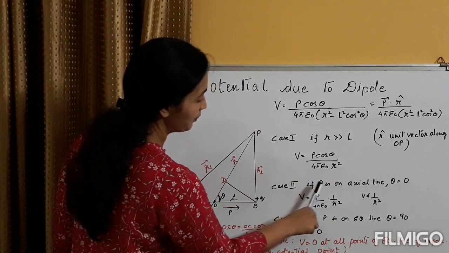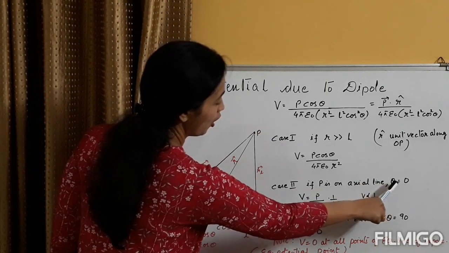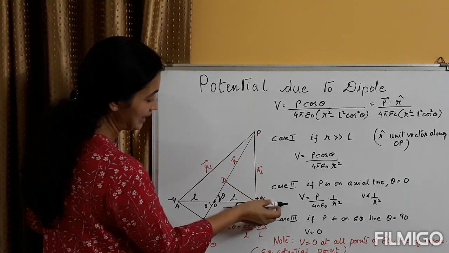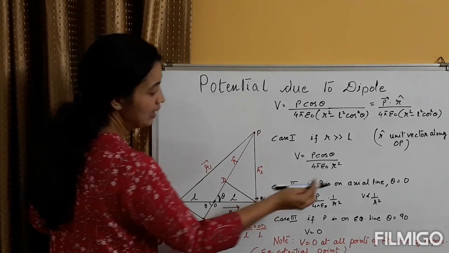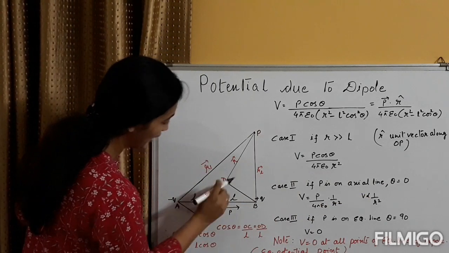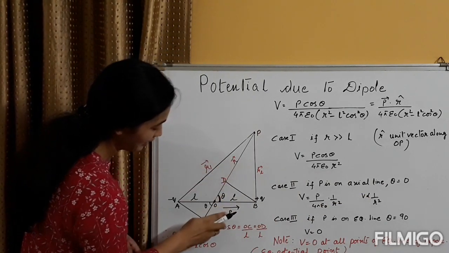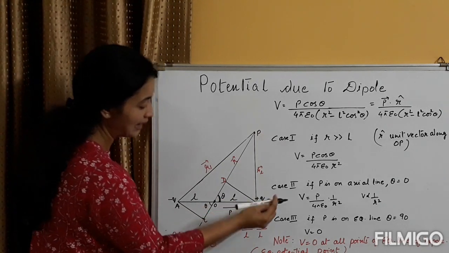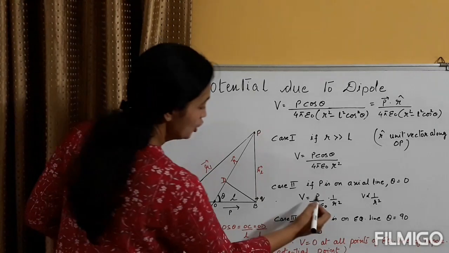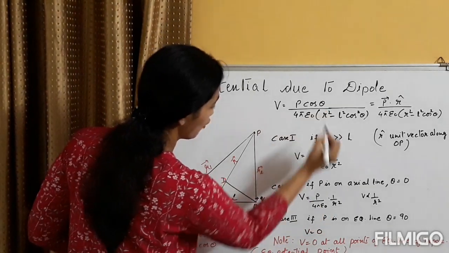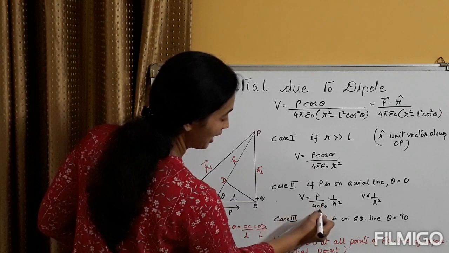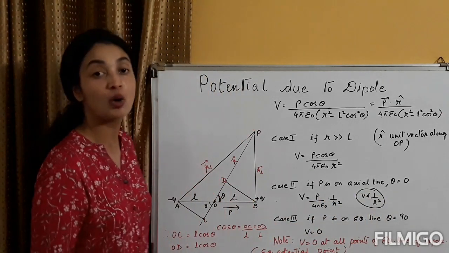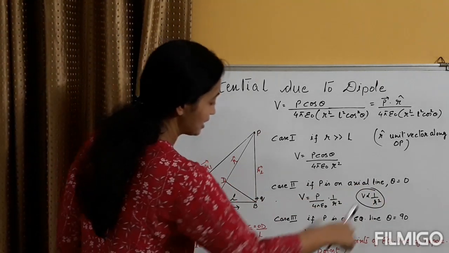Second situation, if P is on the axial line of the dipole, that is theta equal to 0, meaning this observation point is lying somewhere here on the axial line. In that situation, this angle theta, which the position vector of the observation point and the dipole moment make, will be 0 because the observation point will be lying somewhere here on the axis. So cos 0 will be 1. We get P by 4 pi epsilon naught into 1 by r square. We get the conclusion that V is inversely proportional to r square if it is on the axial point.